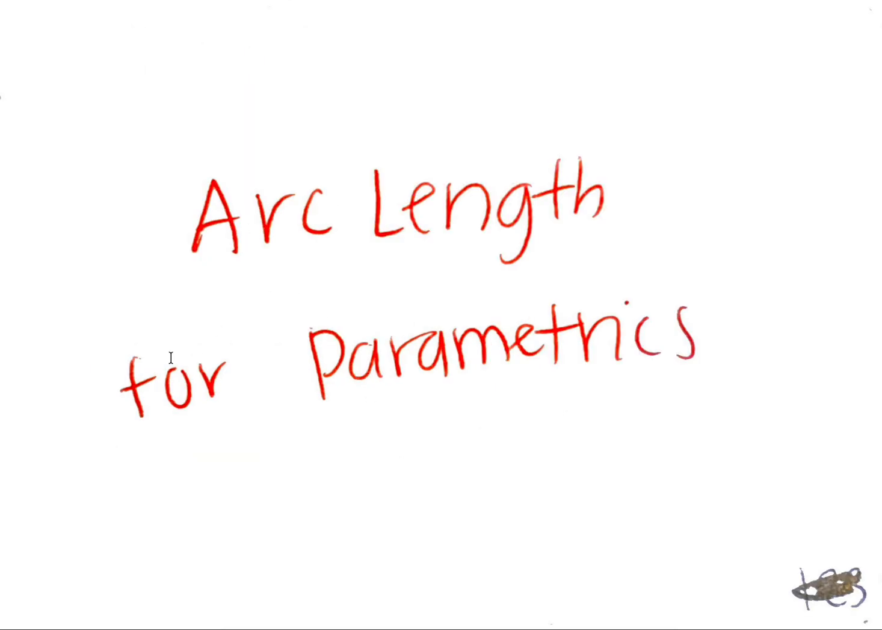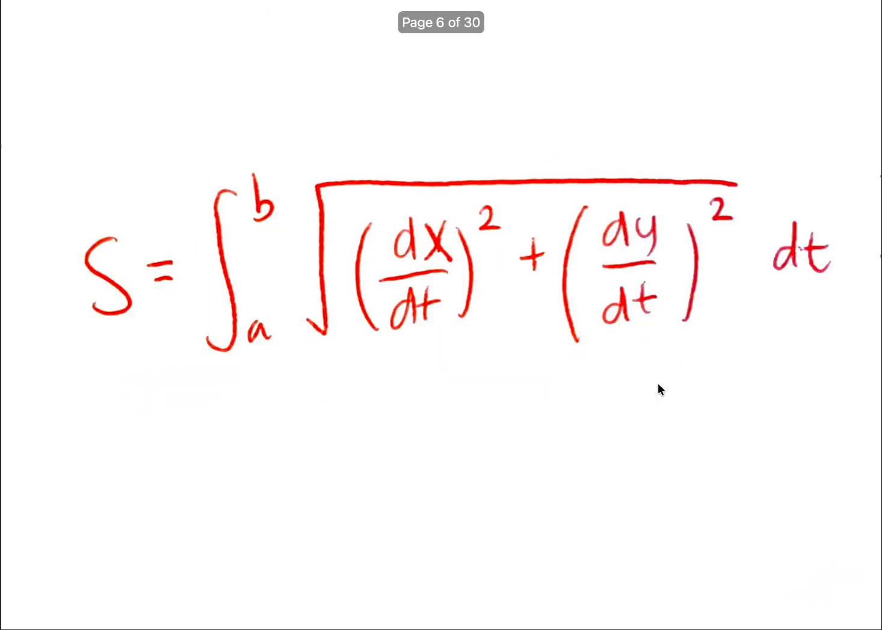Arc length for parametrics. This is the formula. We use s to represent the arc length, which is equal to the integral from a to b of the square root of (dx/dt) squared plus (dy/dt) squared, dt.